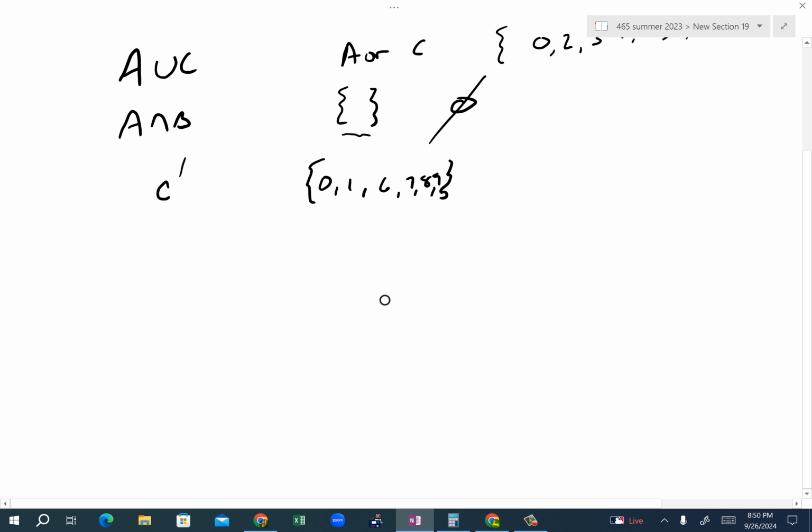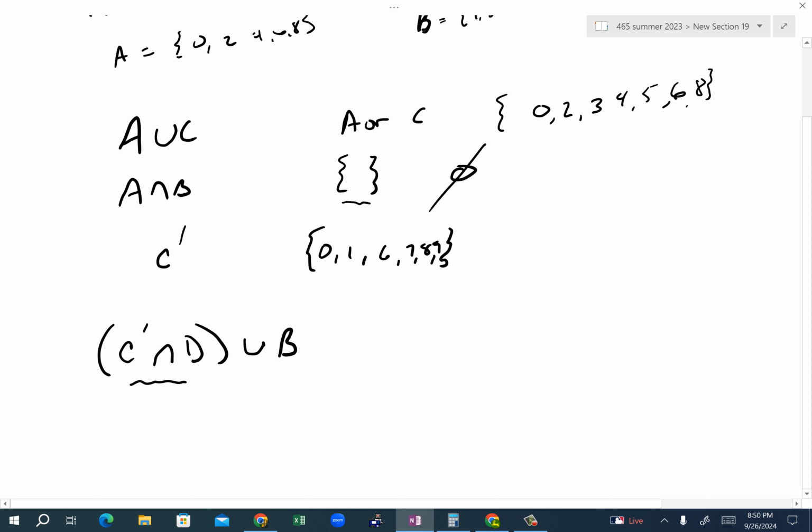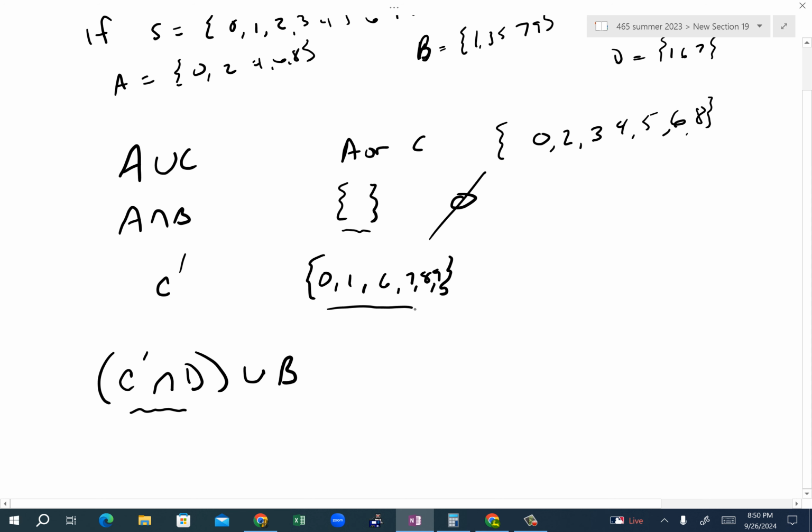Okay, this part here is pretty cool. It's not C and D, or what's in B. Okay, so we've got to do this first. What is the intersection between not C and D? Well, the intersection is 1, 6, and 7. In other words, the intersection is just D, because D, we say, is a subset of C complement. So this part right here is just D.